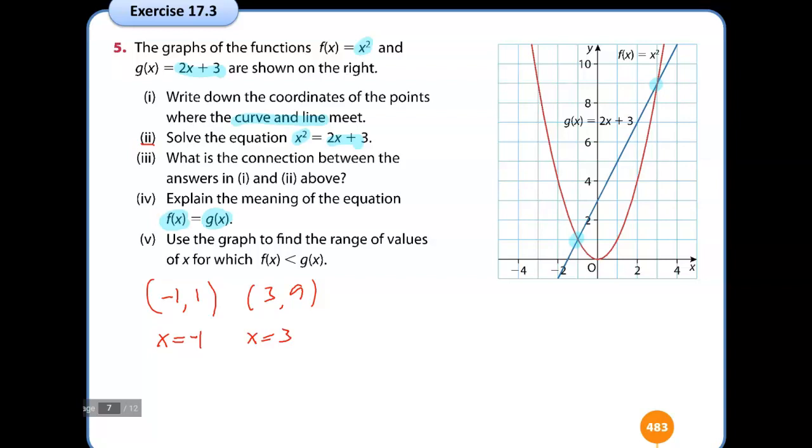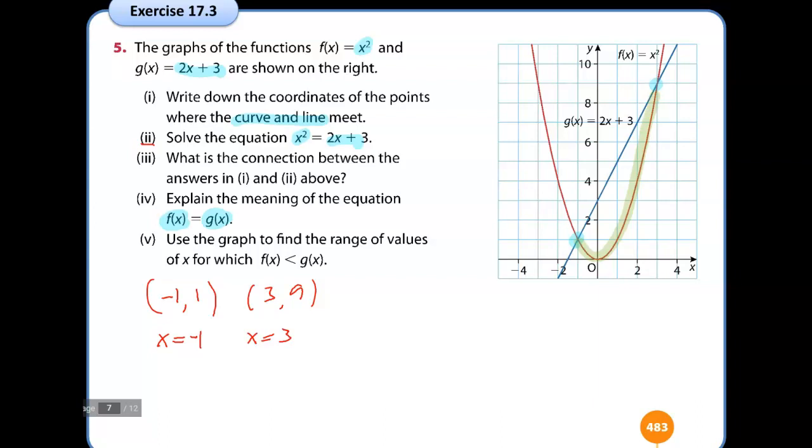Lastly, the last part: use the graph to find the range of values of x for which f of x is less than g of x. f of x is the red curve, g of x is the blue straight line. So when is the curve less than, meaning below, g of x, the line? You can see that occurs in this section here, where the curve is below the straight line.